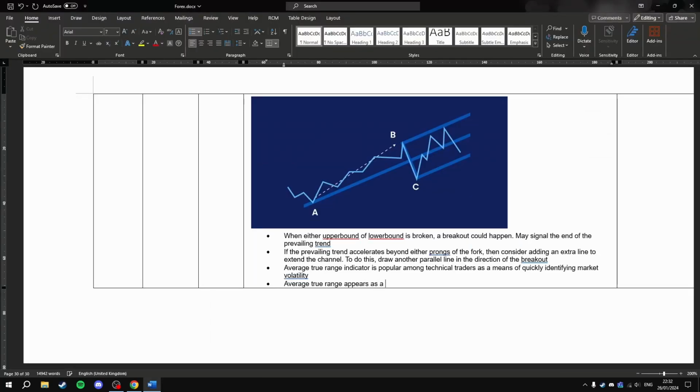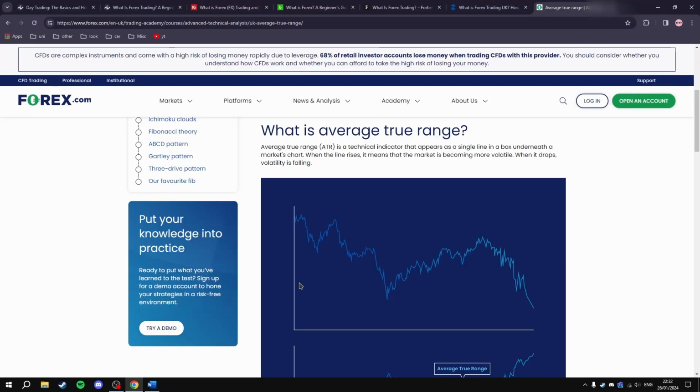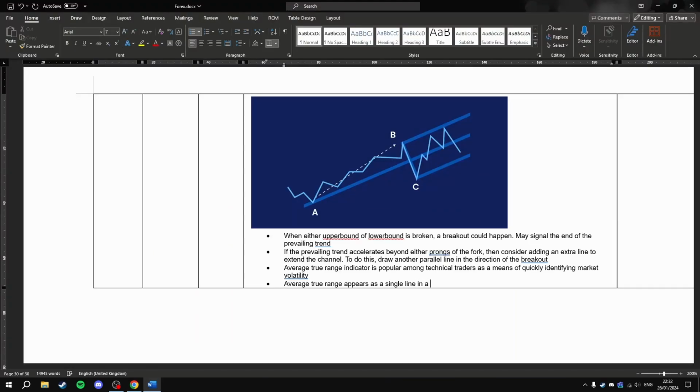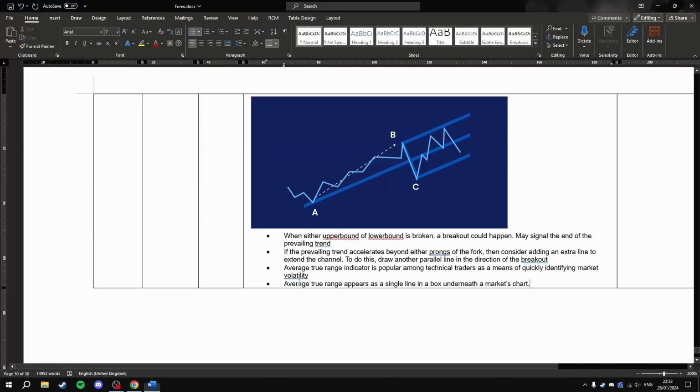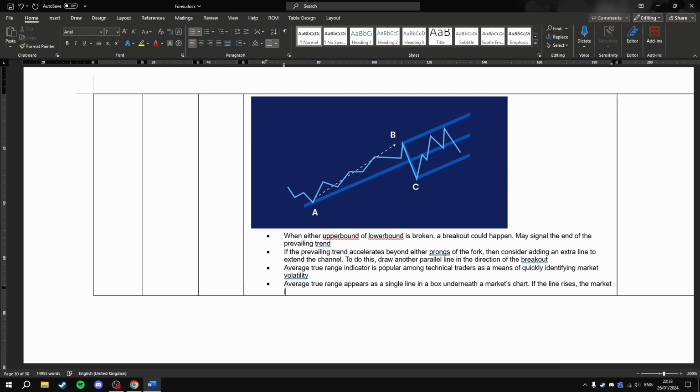It appears as a single line in a box underneath a market's chart. When the line rises, it means that the market is becoming more volatile. When it drops, volatility is falling. If the line rises, the market is getting more volatile. If the line drops, the market is getting less volatile.